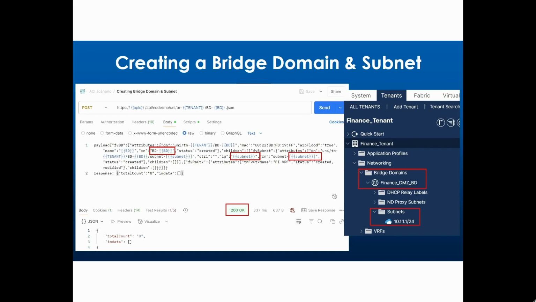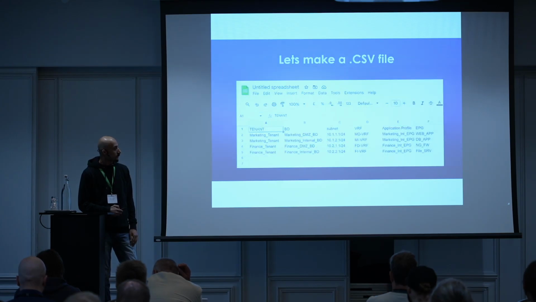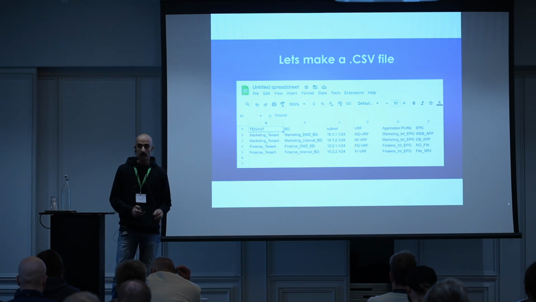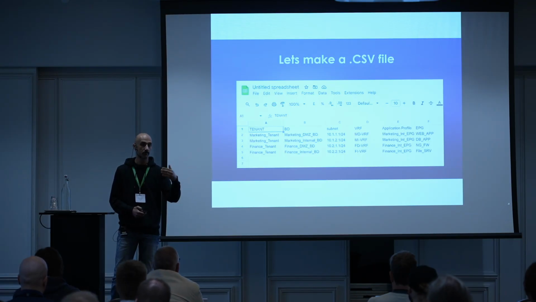And here I create a bridge domain and a subnet within the bridge domain with this payload, this post method and the desired URL. And here I create an application profile with the EPG at the same time. Of course, we can use two separate codes in order to create each of them. But the point is, we need to do automation. We need to push the configuration one time, and then thousands of devices or rules may be generated.